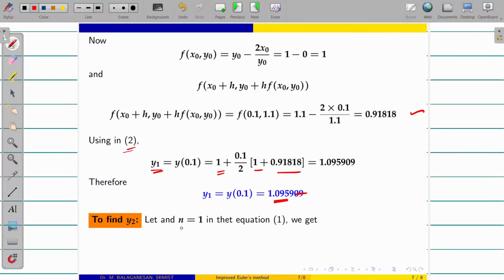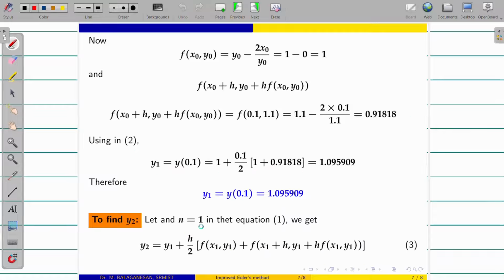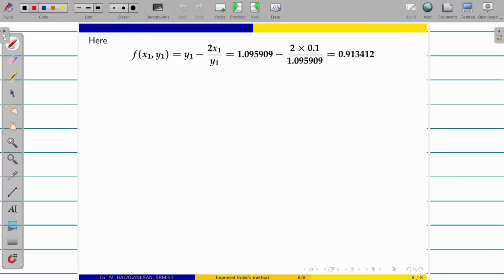Next I have to find y2. If I want to find y2, give n equal to 1. Proceed in a similar way. Already we discussed a problem. We have to proceed in a similar way. Give n equal to 1. Left hand side will be y2. Right hand side everything will be y1. So x1 is this, y1 is this. Substitute the values. Proceed in a similar way.